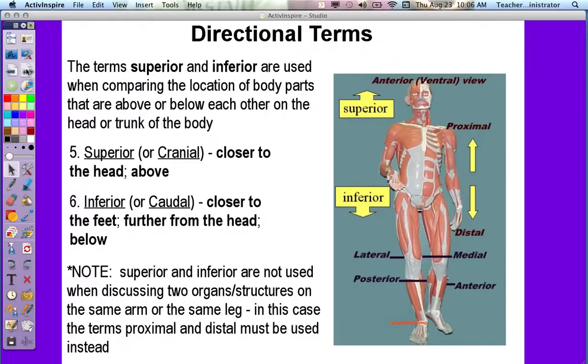The next 2 terms are superior and inferior. They're used when you're comparing the location of body parts that are above and below each other that are on the head or the trunk of the body.